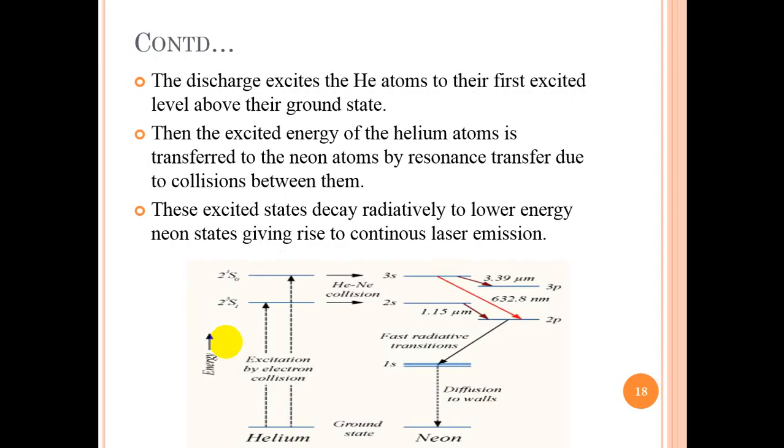This figure shows the energy level diagram relevant to the operation of the helium-neon laser. Energy pumping is achieved by electron impact excitation of helium atoms either to the metastable state 2^1S0 or 2^3S1. The population inversion takes place from 3s to 2s and 2p energy levels. As a result, emission of light occurs in the helium-neon laser.